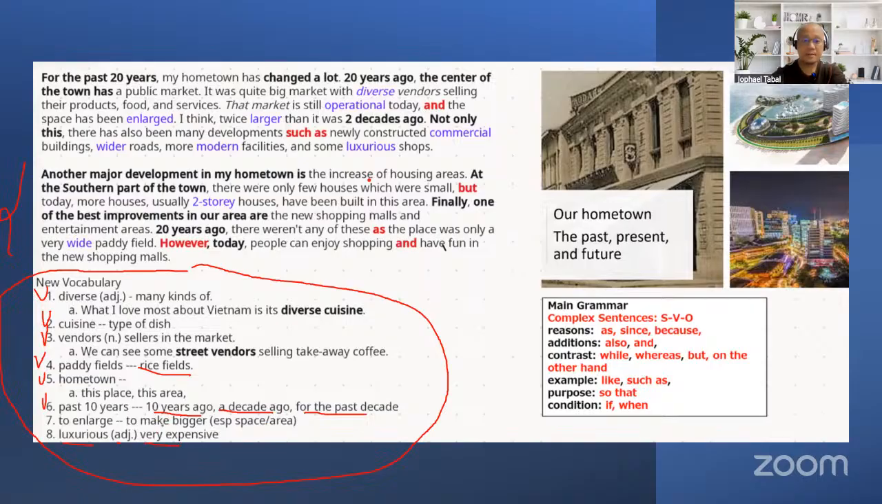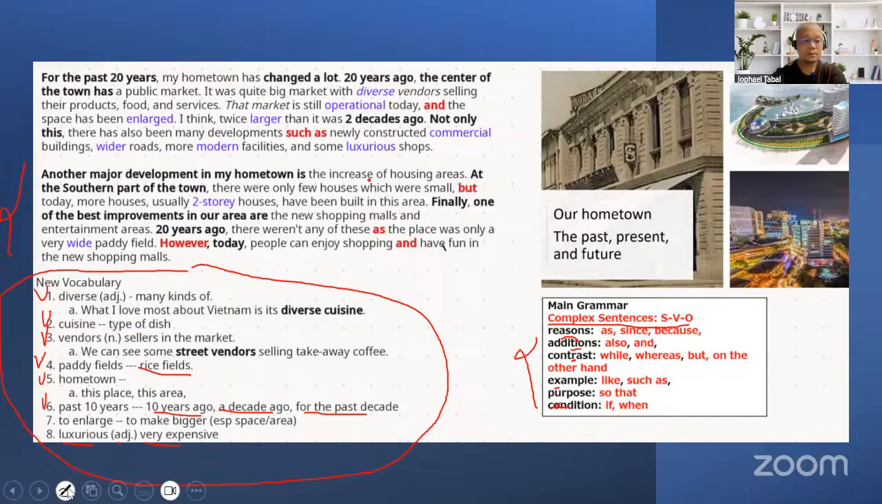Now, in your writing, I want you to use complex sentences and correct subject-verb agreement. These are the criteria for making your sentences more complex. So we have here complex sentences using reasons, additions, contrast, example, purpose, and condition.